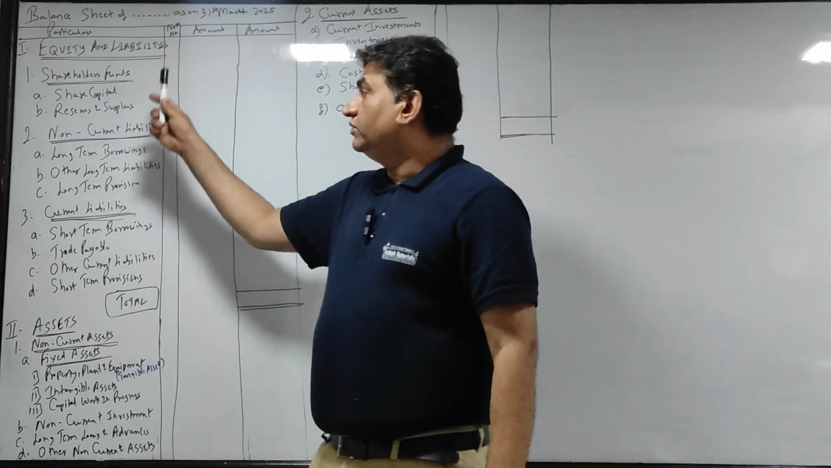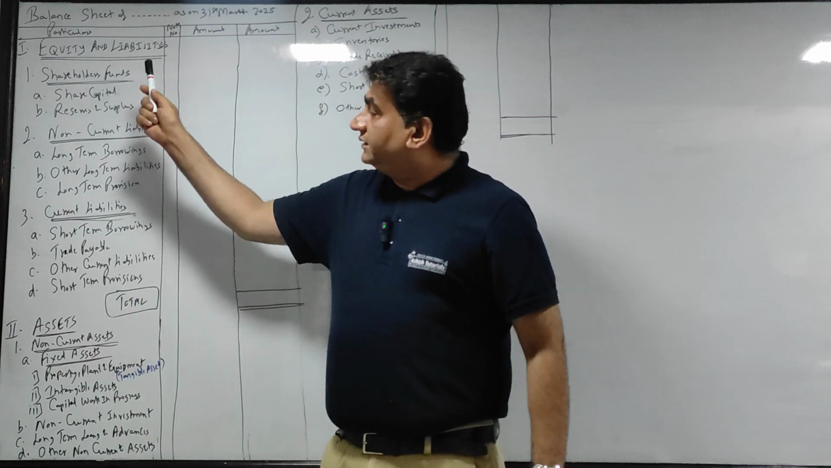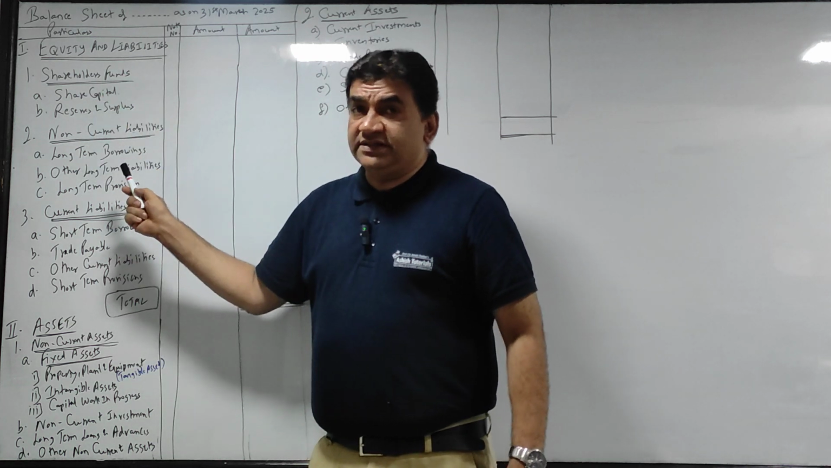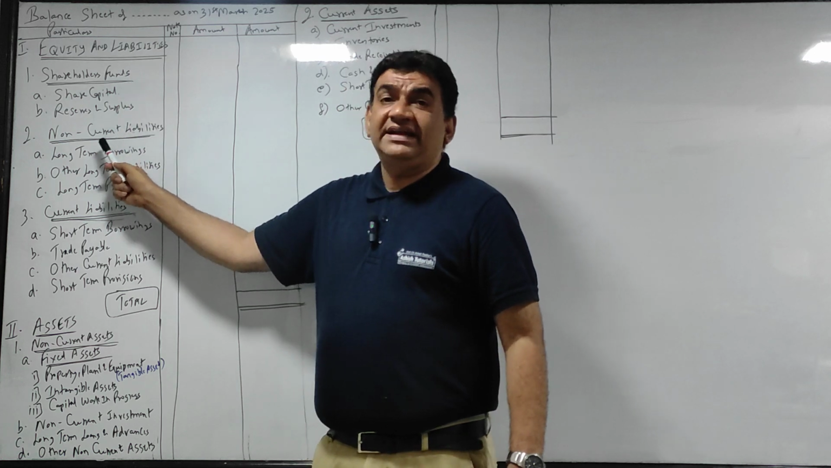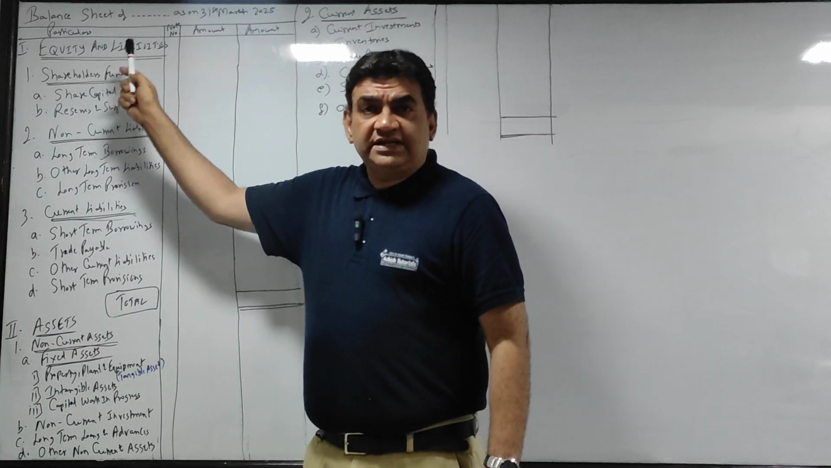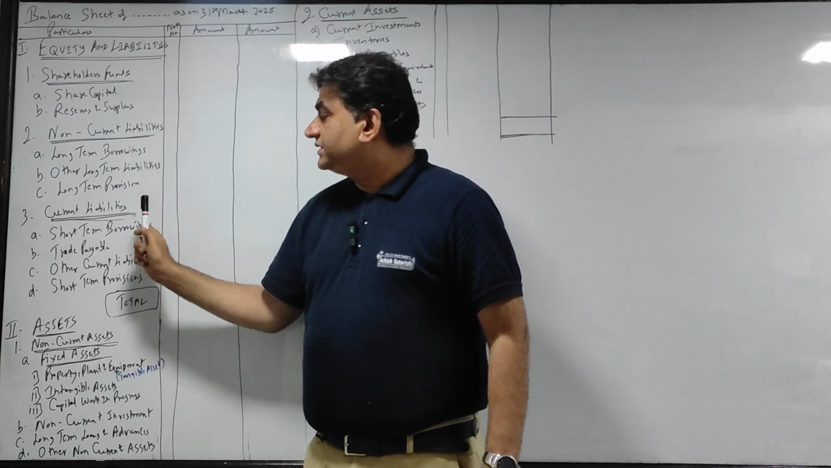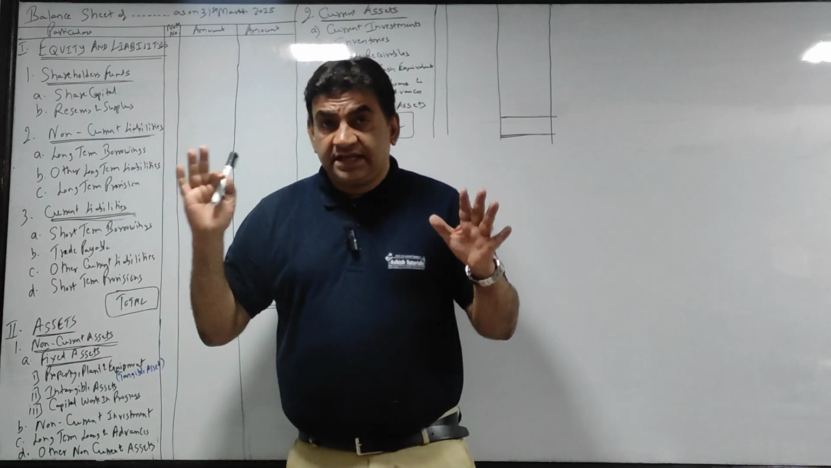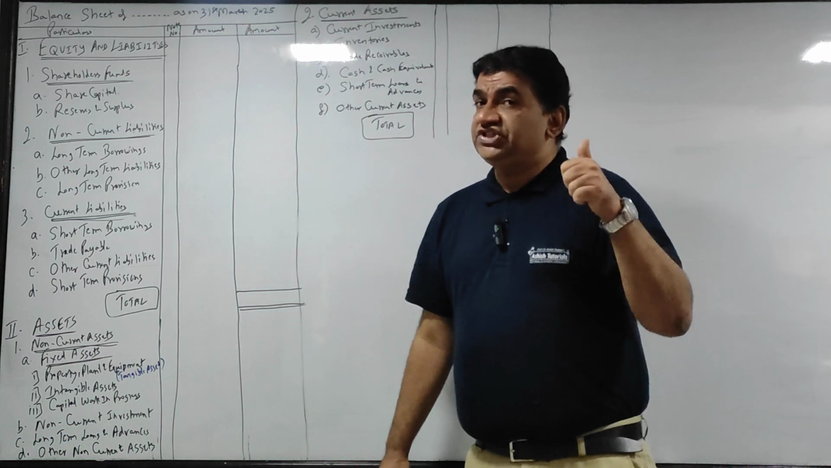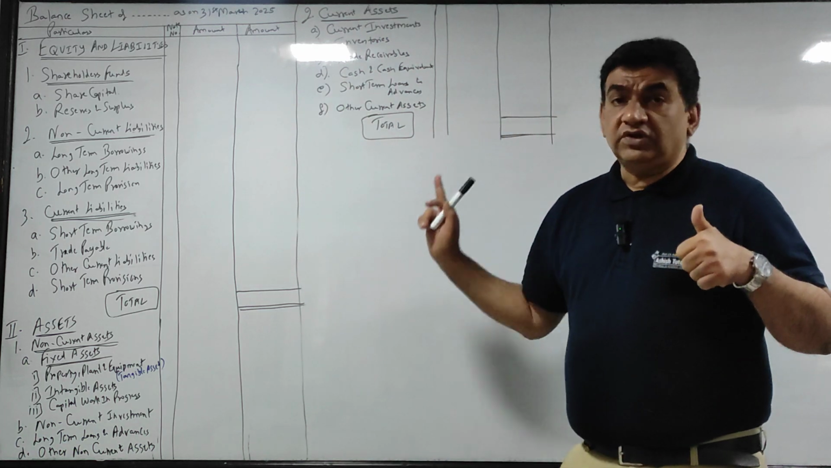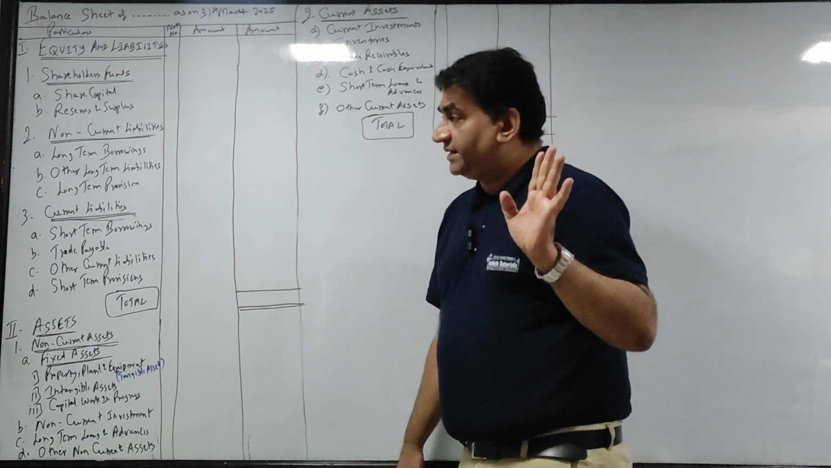As I told you, the first half of the balance sheet is Equity and Liabilities. Equity and Liabilities will be further divided in three parts: Shareholders' Funds, Non-Current Liabilities, and Current Liabilities. Let's go step by step.